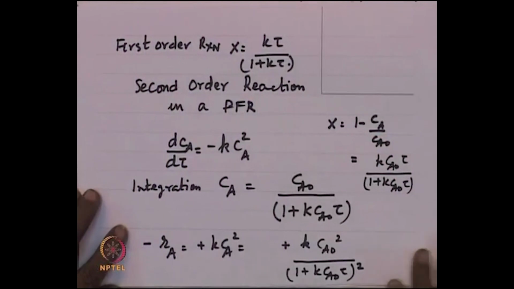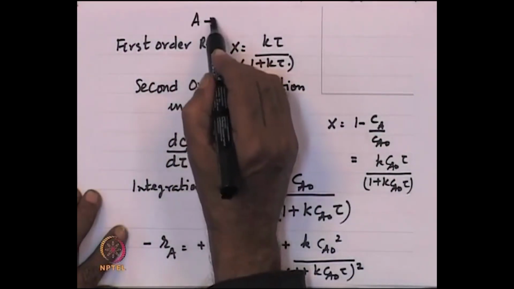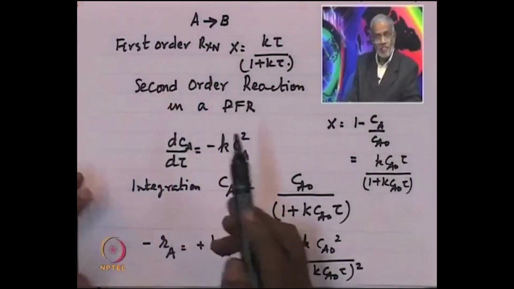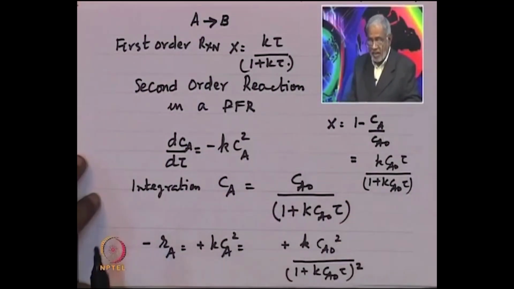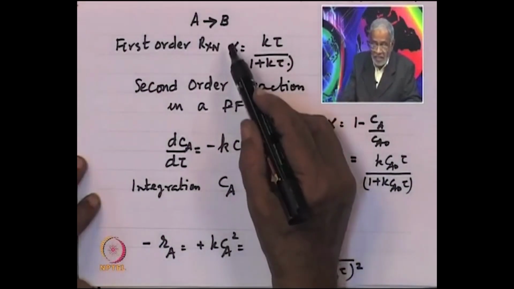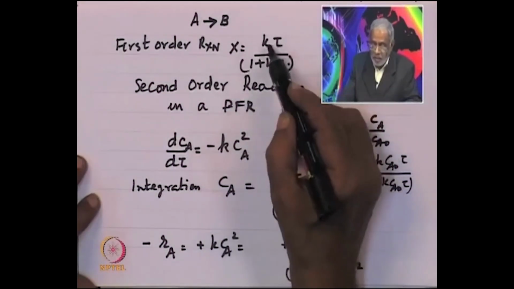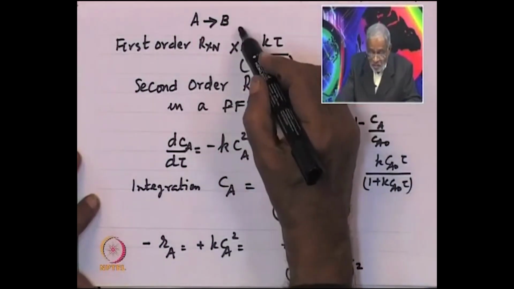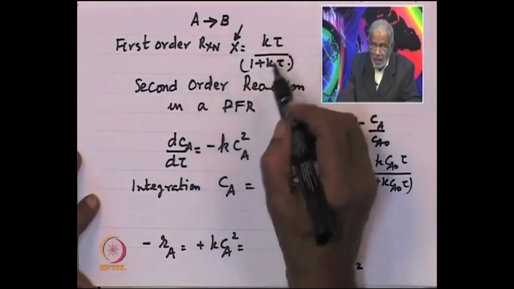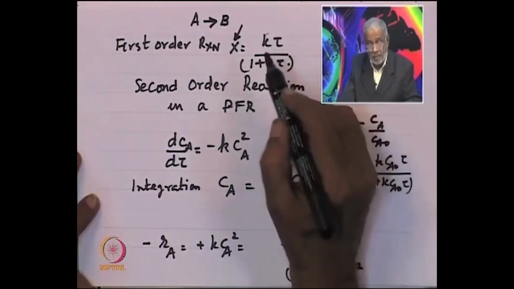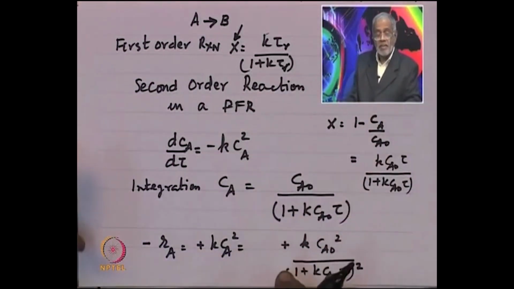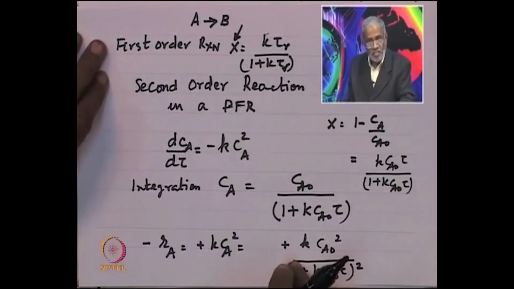Let us say the reaction that we are studying is A goes to B, and let us say this is a first order reaction. If this is a first order reaction, we know from our basic understanding that the conversion is given by k tau divided by 1 plus k tau. Or in other words, if it is a first order reaction, then our conversion does not depend upon concentration. It only depends upon what is called the residence time and the reaction rate constant. That is for a first order reaction.